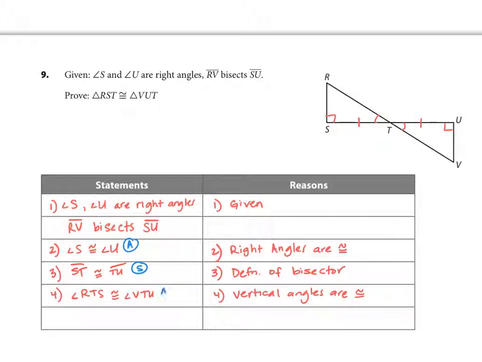So now that we have our pair of angles, our second pair of angles, in fact, we can confirm that ST and TU are the included side. We now have enough. We have our three parts. So our fifth and final statement, triangle RST is congruent to triangle VUT by ASA.